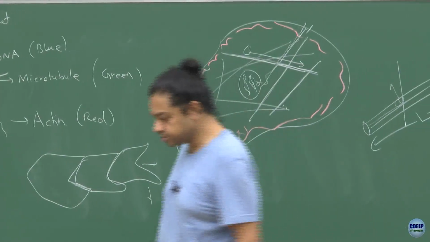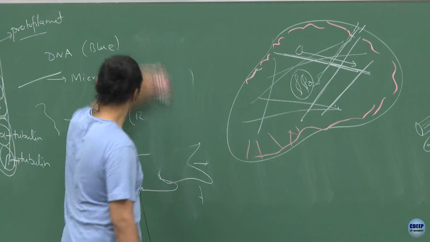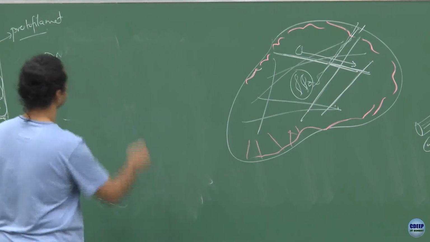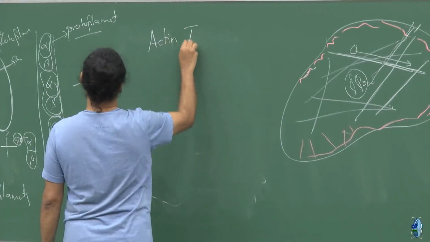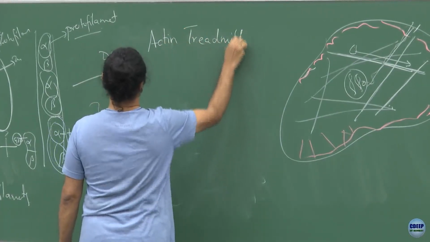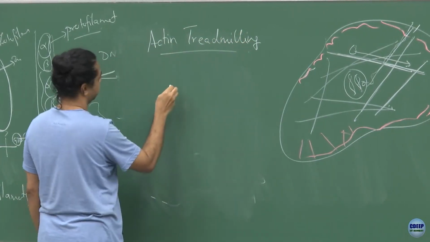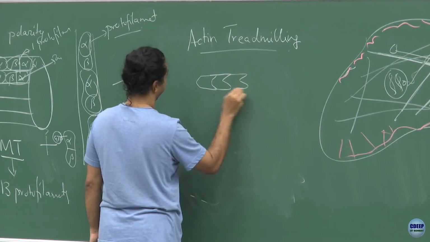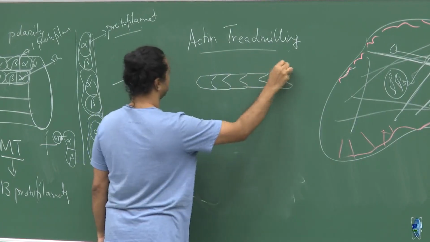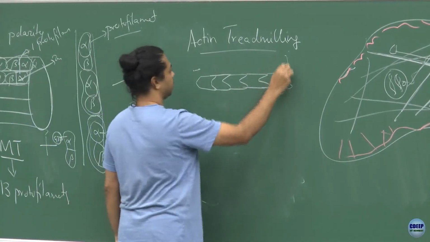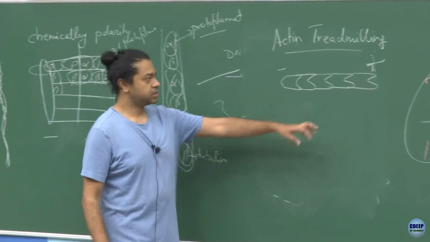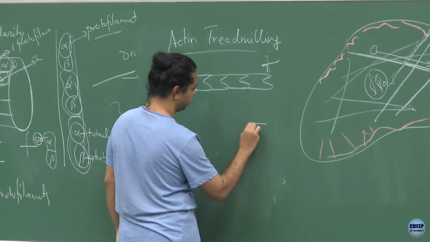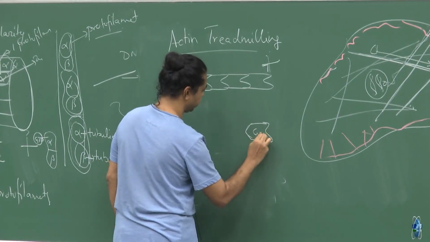Like microtubules show a dynamic instability, actins are also dynamic, but they have a slightly different form of dynamicity, which is called actin treadmilling. Let me draw an actin. So, this is my plus end, this is my minus end. Because you have this structural asymmetry, you have plus ends and minus ends, and of course, you have these G actin floating around in solution.